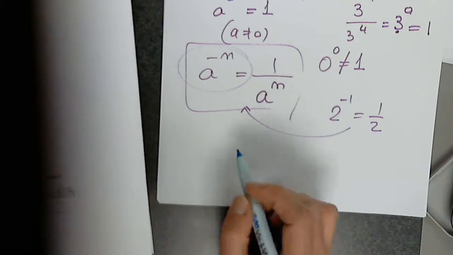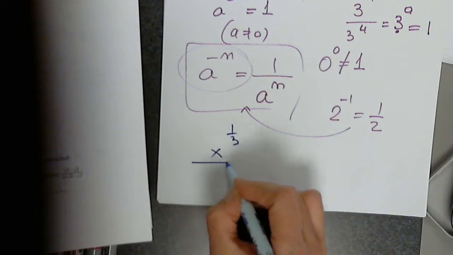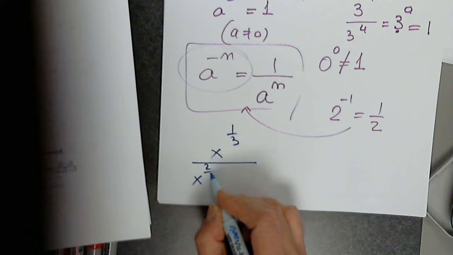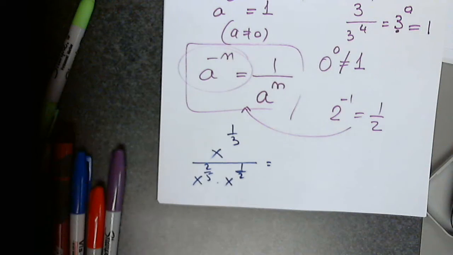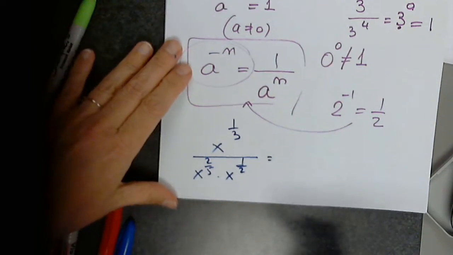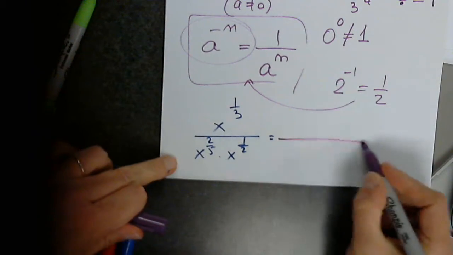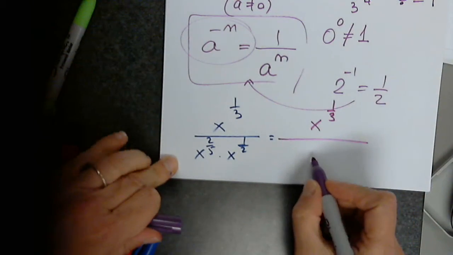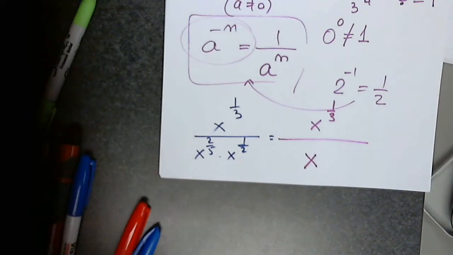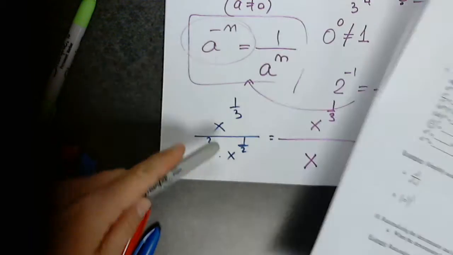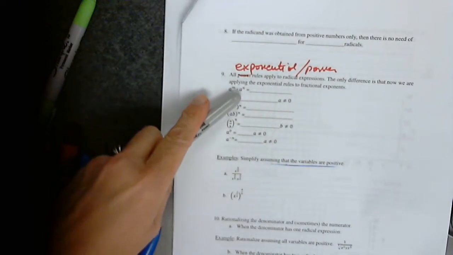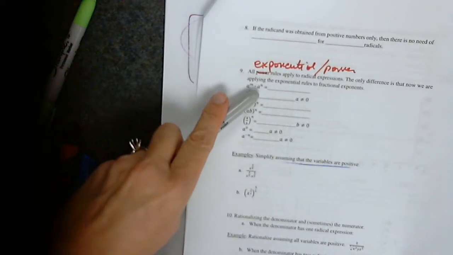So x raised to 1/3, everything divided by x raised to 2/5 multiplied by x to 1/2. This looks messy, doesn't it? Not to worry at all. So the numerator is obviously x to 1/3. The denominator, I copy the base. What do I do with the exponents? We just review them. When I multiply x to 2/5 multiplied by x to 1/2, I apply the first rule.